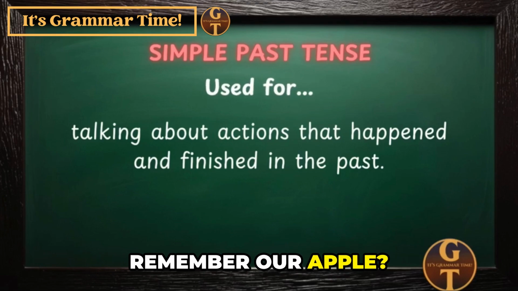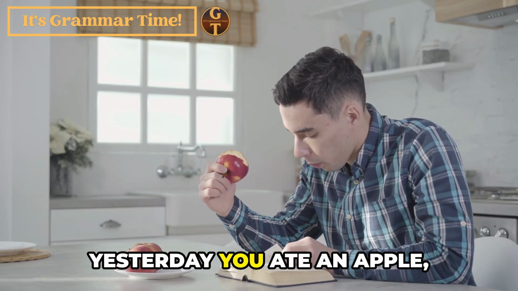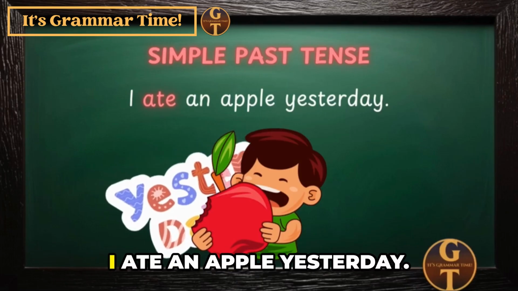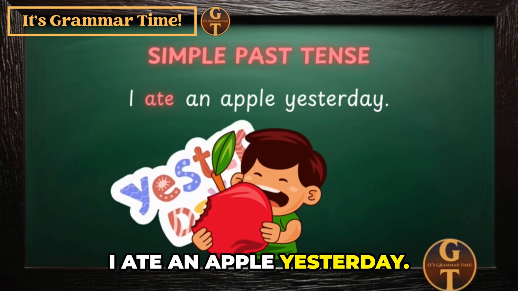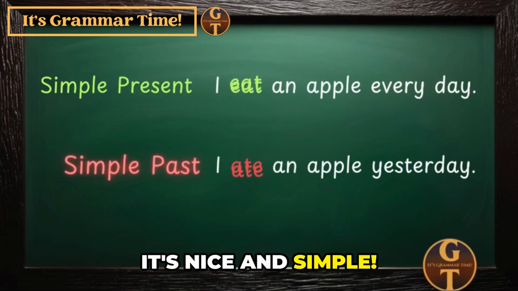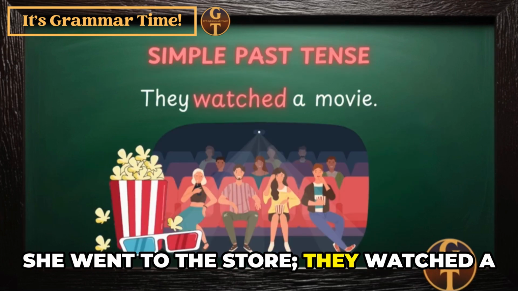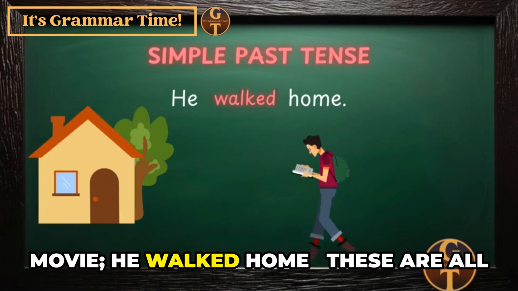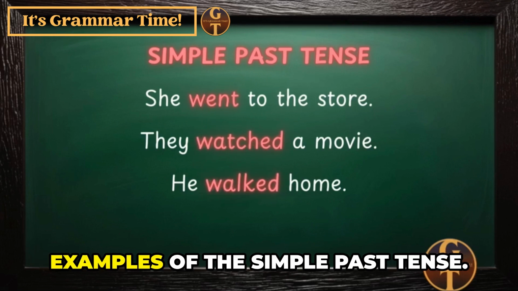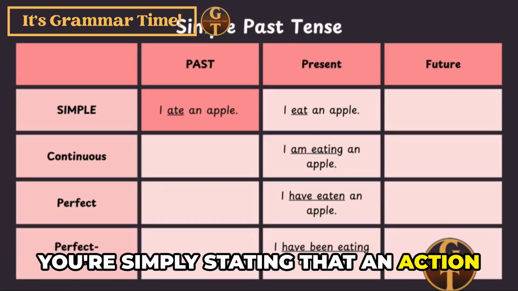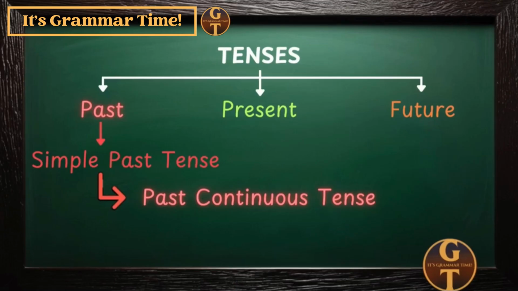Remember our apple? Well, yesterday you ate an apple, so you'd say, I ate an apple yesterday. You see, it's nice and simple. The action is done and dusted. She went to the store. They watched a movie. He walked home. These are all examples of the simple past tense. You're simply stating that an action happened in the past.